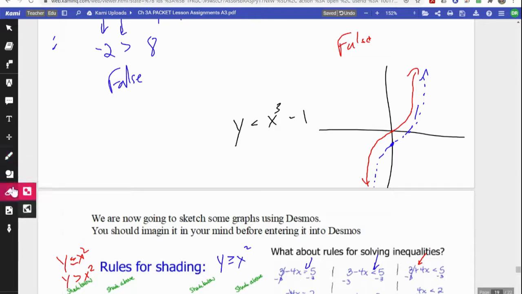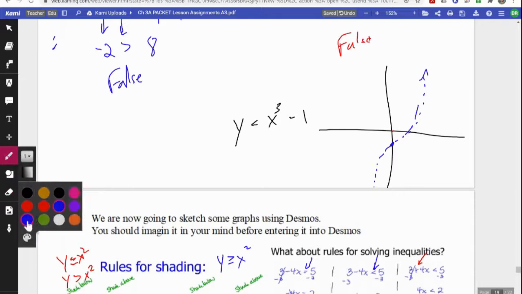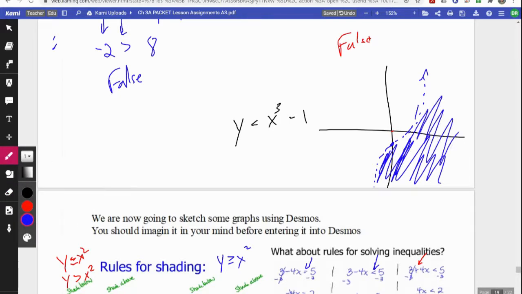Where to shade depends upon if it's greater than or less than. As long as we have y over there on the left, it'll always work this way. It's basically saying y values are less than my graph. So where my graph is, I shade below it. That also kind of means to the right, because we've got to be below this graph.